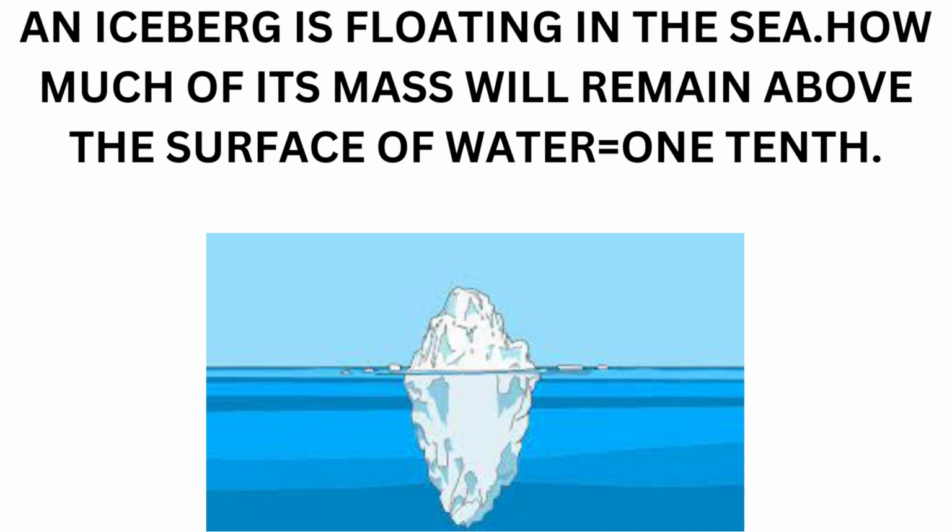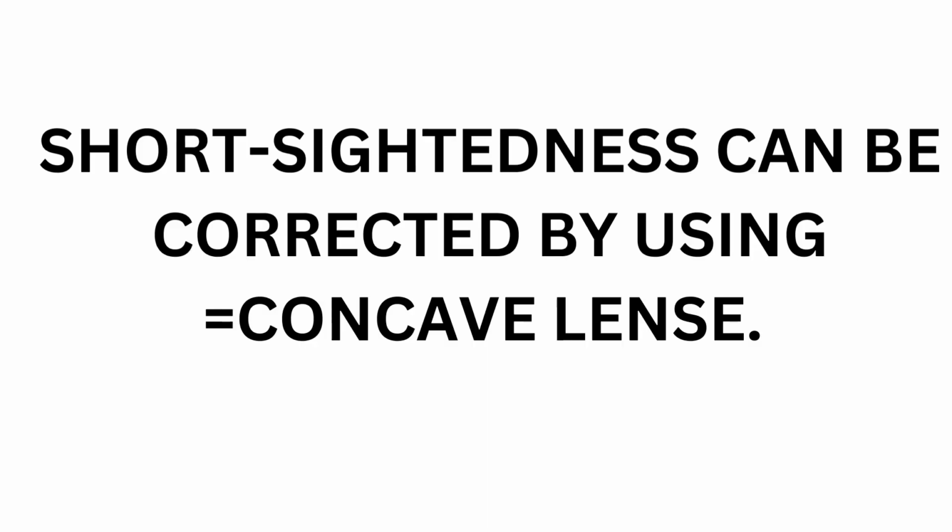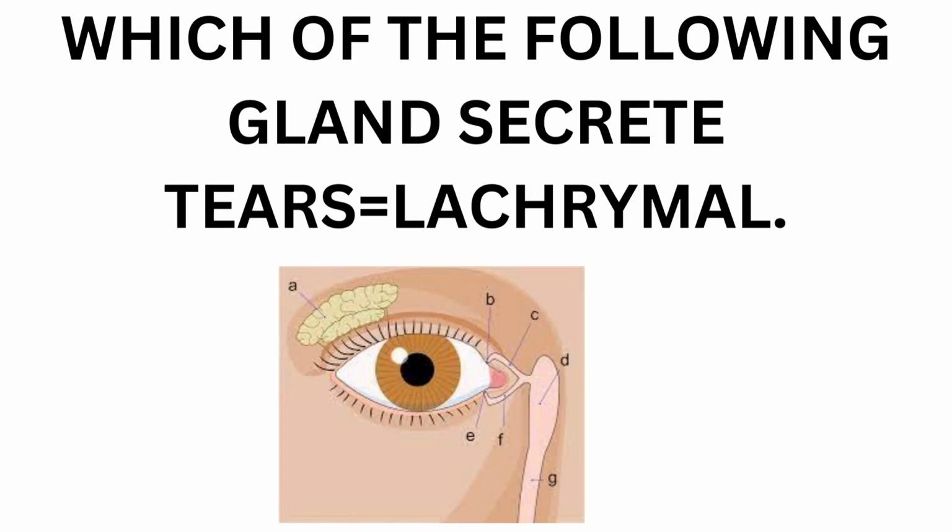And an iceberg is floating in the sea. How much of its mass will remain above the surface of the water? So one tenth almost. And which part of the camera is analogous to the retina in the human eye? So it is the film. And short-sightedness can be corrected by using a concave lens. And which of the following glands secretes tears? So the lacrimal gland in the eye secretes tears, and its function is lubrication, as well as killing pathogens in the eye.